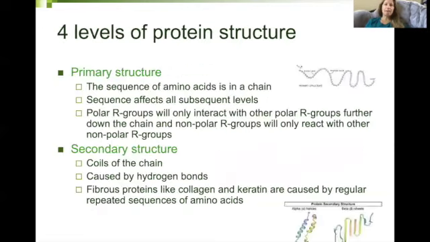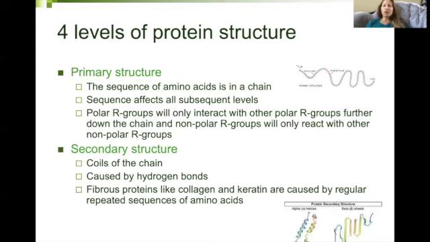We have 4 levels of protein structure or folding. Primary is a chain. So we've just got all of the amino acids linked together by peptide bonds in a long chain. The sequence affects all other levels, and the polar R groups will only interact with other polar R groups, and nonpolar will only interact with nonpolar.